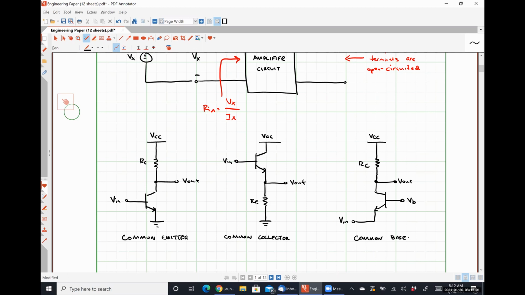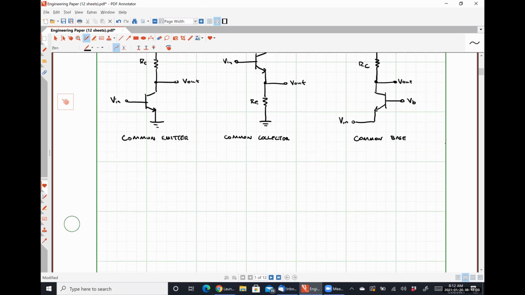Common collector. All right. So let's look at the common collector and how we're going to take the input impedance of that. So let me find my notes. Do you want to do it with the early effect or without the early effect? With. All right. Common collector with the early effect.